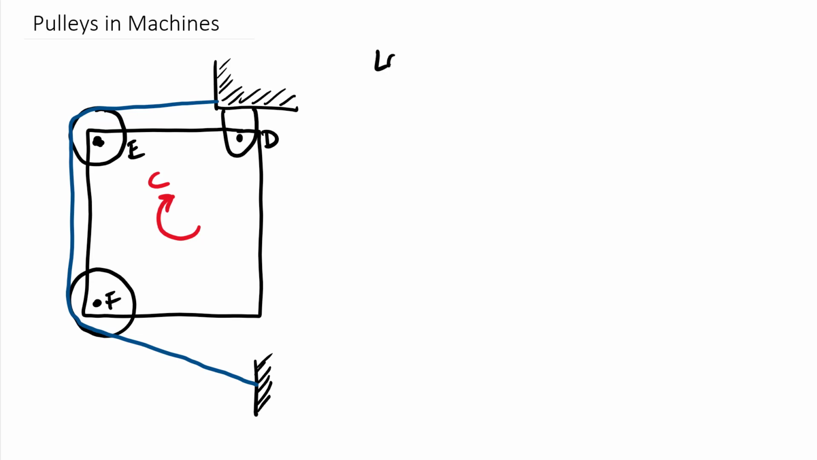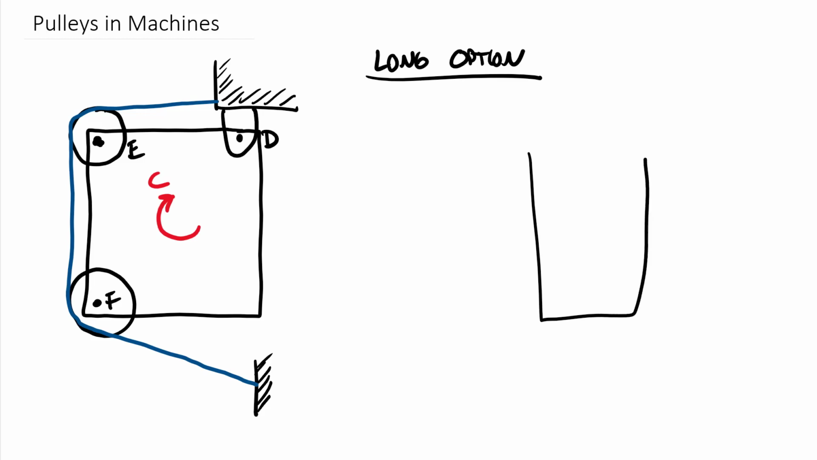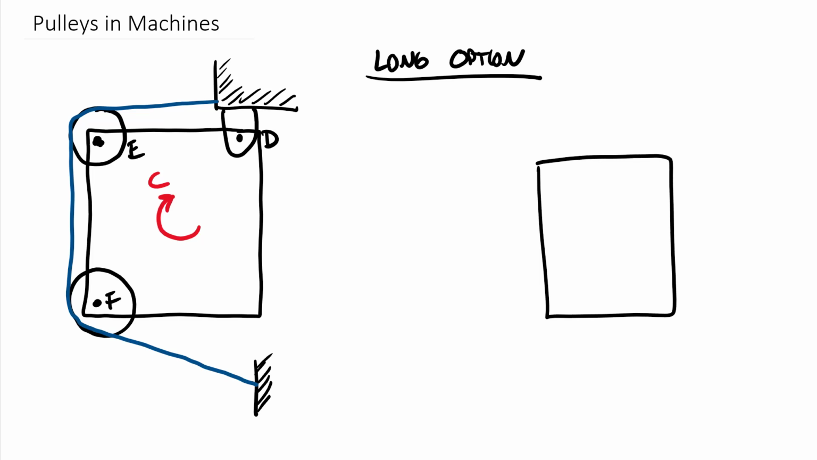So this is the long option. And the long option is to create free body diagrams both of the body and of each one of these pulleys.